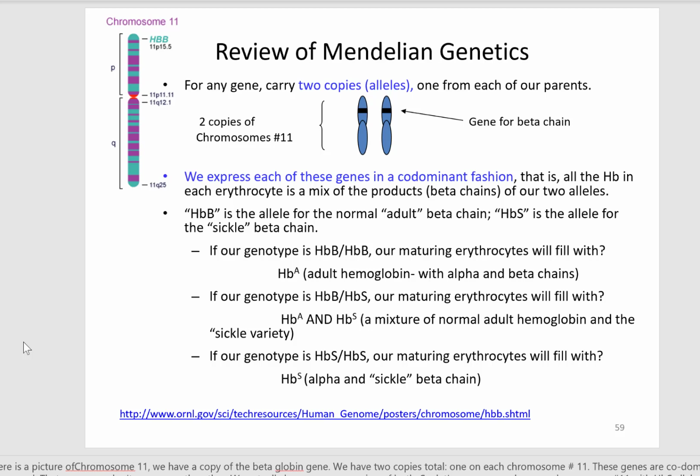If we go down to the next dash, if the person has both their beta globin genes mutated in this fashion, then they would only make the sickle variety of hemoglobin. That means the maturing erythrocytes would only be filled with the sickled hemoglobin.